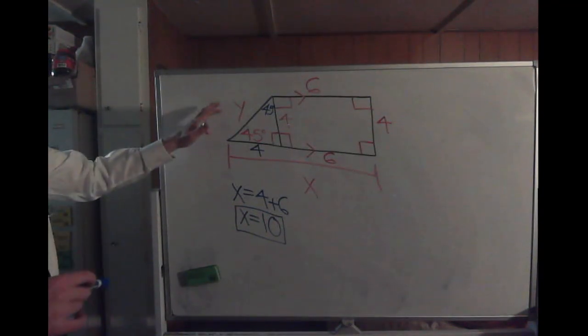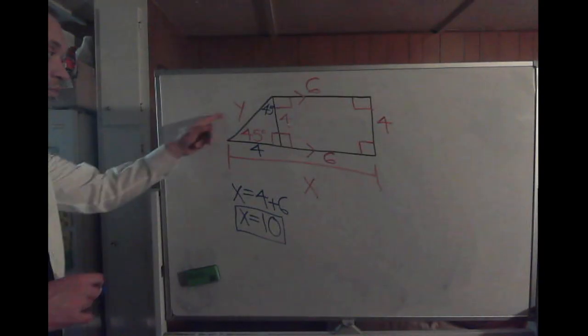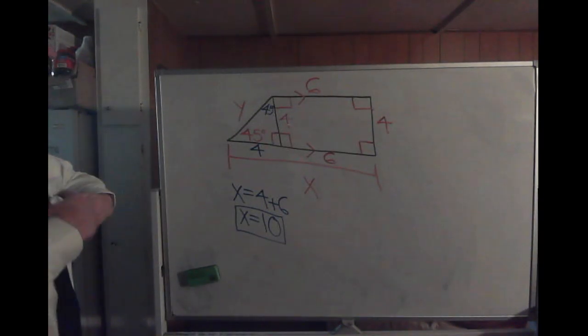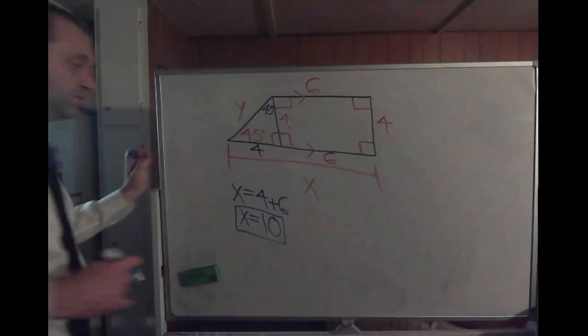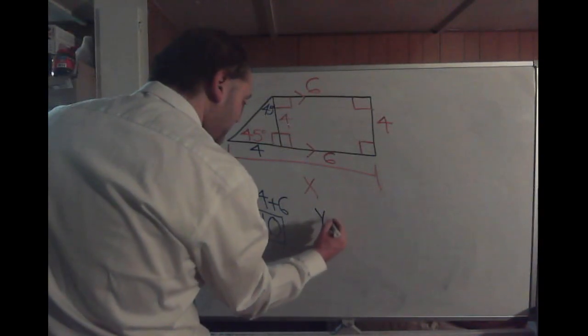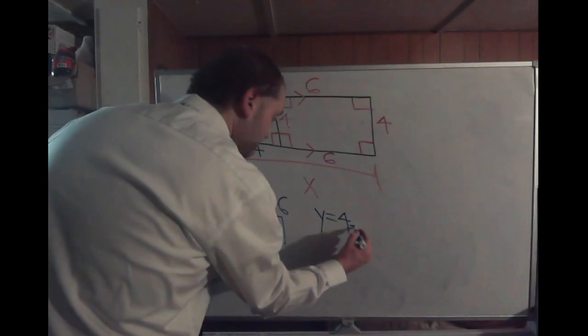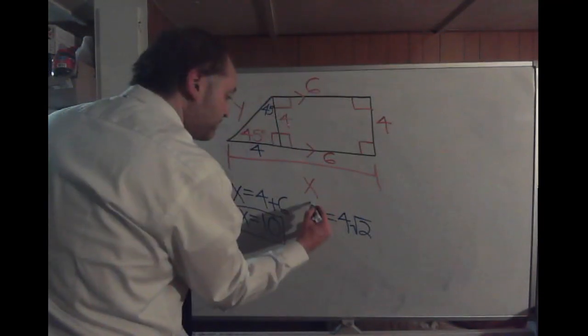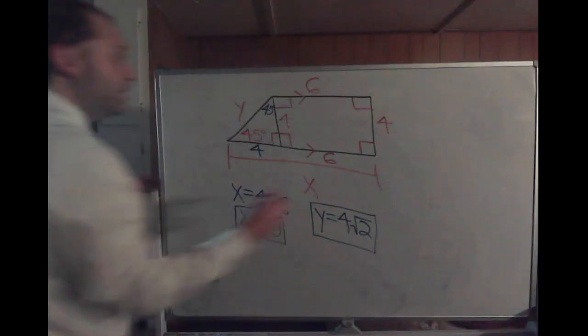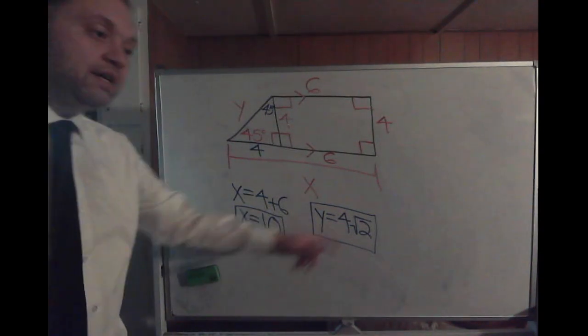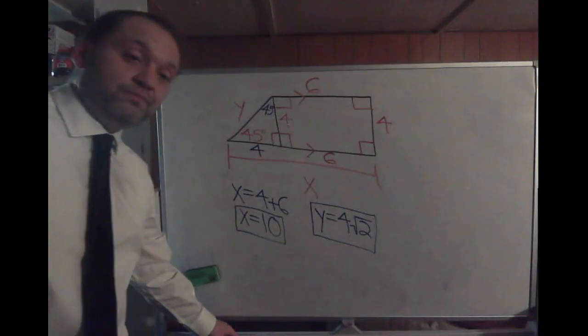Now let's find the length of y. Well, the length of y is the hypotenuse of this right triangle, isn't it? We know the length of the hypotenuse of a right triangle, which is y, is equal to the length of a leg, which would be 4, times the square root of 2. So the value of x is 10, and the value of y is 4 times the square root of 2.